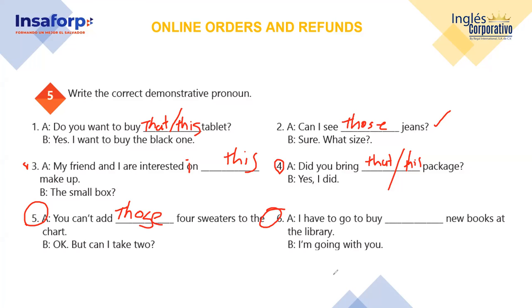And number six. I have to go to buy that. These, these or those, porque mira dónde va a ir. Those. Okay. Le vamos a cambiar acá, ¿okay? Aquí en lugar de ponerle library, le vamos a poner bookstore. Porque ¿a dónde vamos a comprar nosotros los libros? Where do we go to buy books? In the bookstore.